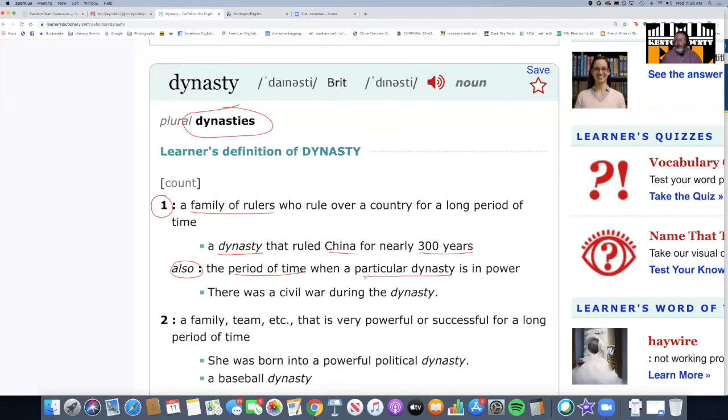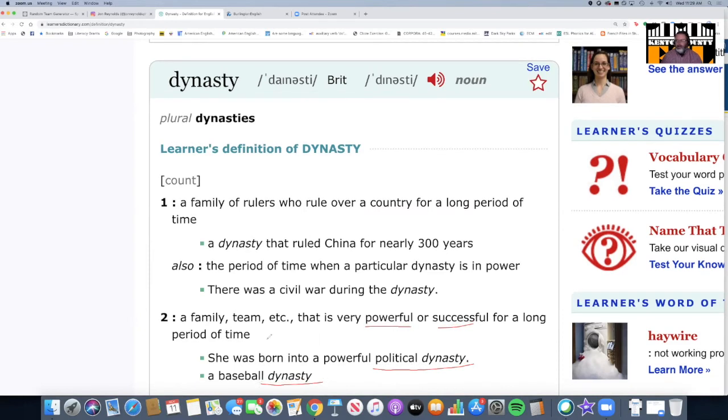Now, if I look at definition number 2, let's take a look. It says a family, team, etc., that is very powerful or successful for a long period of time. Notice in these examples, they mention a political dynasty, right? She was born into a political dynasty. Or the next one, a baseball dynasty. And let's be honest, in sports, they're probably not going to be dynasties for 100 years, maybe 2 years, 3 years, maybe 5, maybe longer. Well, in this case, in the story, do you think we're talking about baseball?